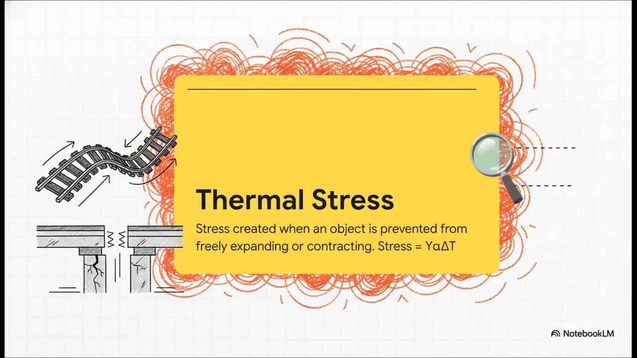And this internal force has a name. It's called thermal stress. You can even calculate it with this formula. And believe me, the force it generates can be absolutely immense. This is precisely why railway tracks buckle and why good engineers design bridges with those special expansion joints, to give the material a little room to breathe.